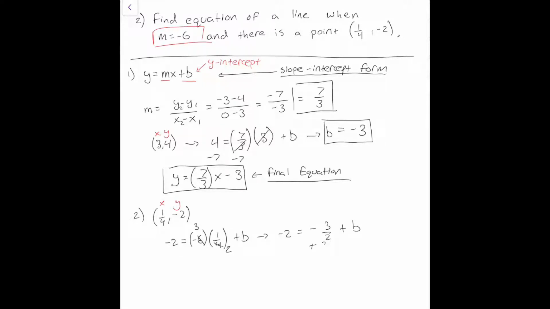So we want to add 3/2 to each side, and go ahead and solve for this. We'll have to take the minus 2 and put it over 2, so it'll be minus 4/2 plus 3/2, and that's equal to positive b here. So solving for this fraction, minus 4/2 plus 3/2, we get minus 1/2 is equal to b. And that's our y-intercept here.